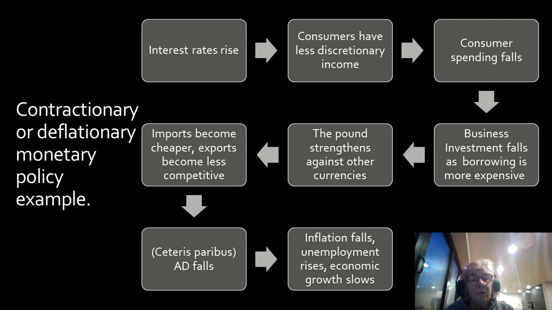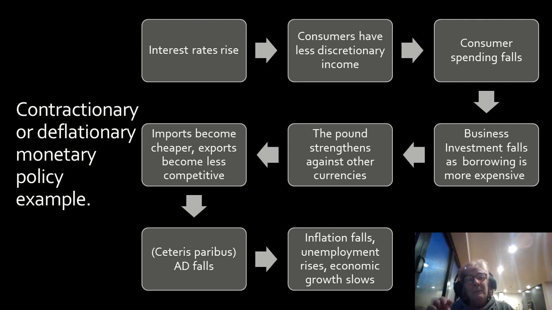So that's happened because consumer spending has fallen, business investment has fallen, and net trade has fallen as well. All of these combine to give us a falling aggregate demand. And the result of that is that inflation is likely to fall, but unemployment is likely to rise and economic growth slows.